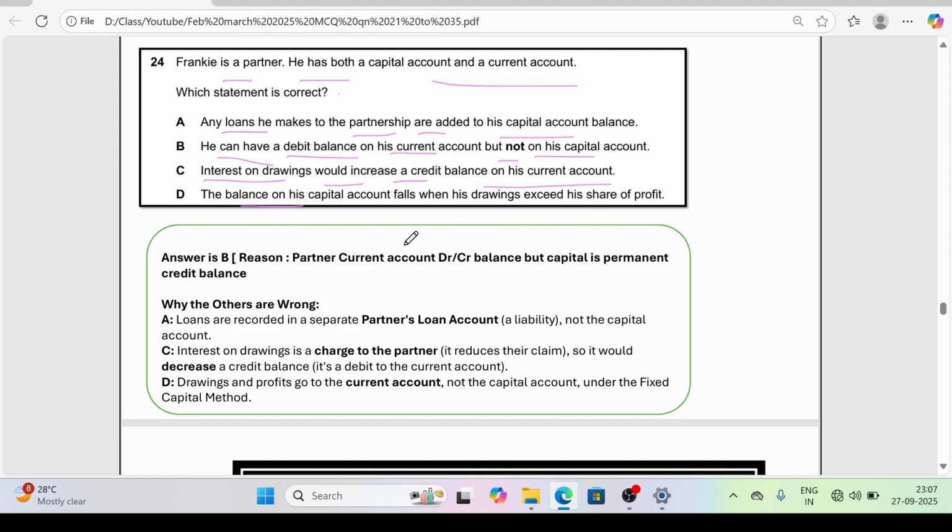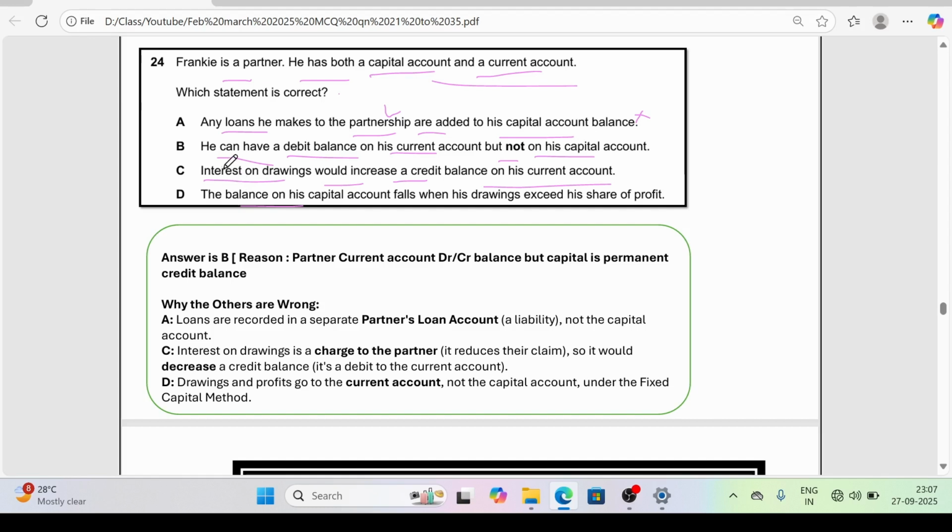Okay, let's analyze this question. Here, Frankie is a partner. He has both capital account and current account. Before doing this question, you have to be aware of what a capital account is and study its format. Then the current account, you have to study the format. Then only you can answer this question. Option A, they said any loans he makes to the partnership. Any loans he makes to the partnership, we have to record in a separate loan account. Added to the capital account balance, it's incorrect.